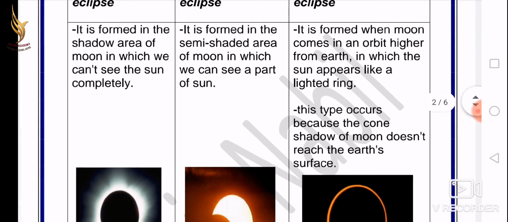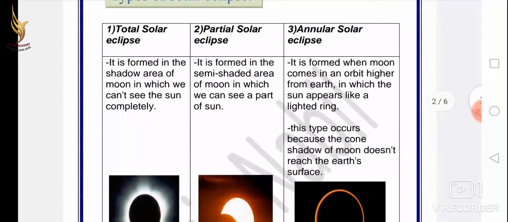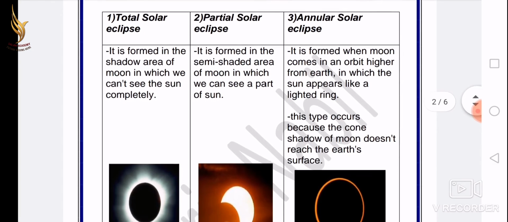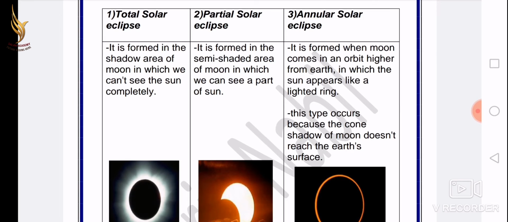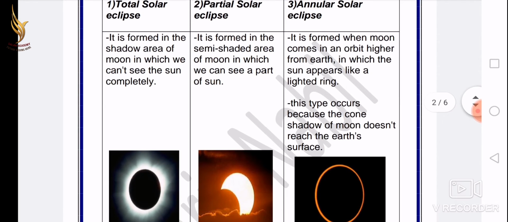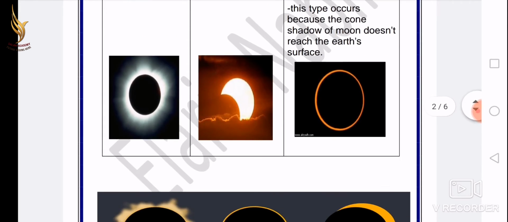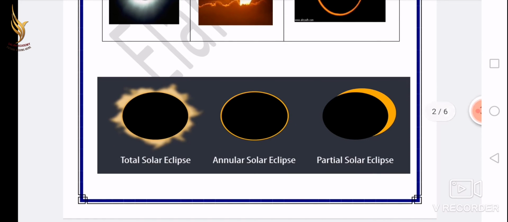So there are three types of solar eclipse. Total solar eclipse, we can see the sun completely. Partial solar eclipse, we can see part of the sun. Annular solar eclipse, the sun appears like a lighted ring. So total solar eclipse, annular solar eclipse, and partial solar eclipse.